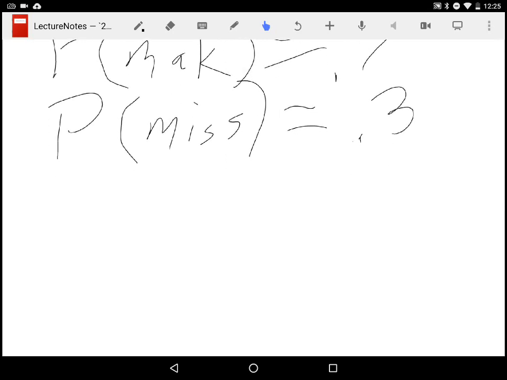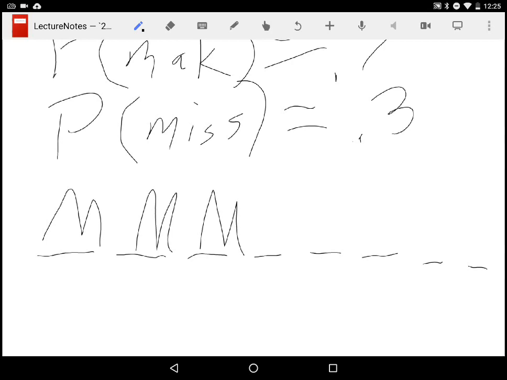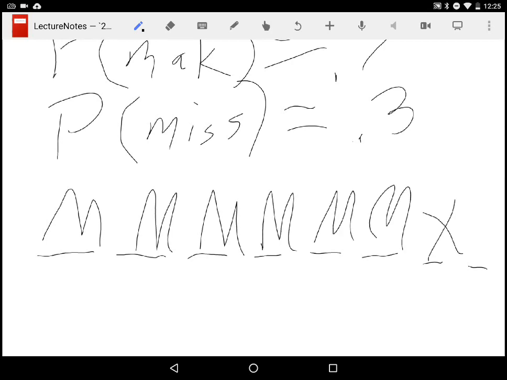In order to do this, it might help to just write it out. Just sketch out 1, 2, 3, 4, 5, 6, 7, 8. So he could either, I'm going to put M for made, X for miss. So if he hits 6 out of 8, one possibility is he hits the first 6 and then misses the last 2.